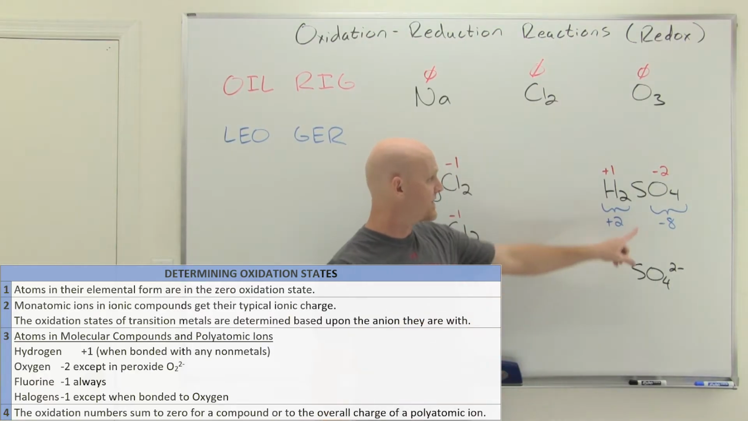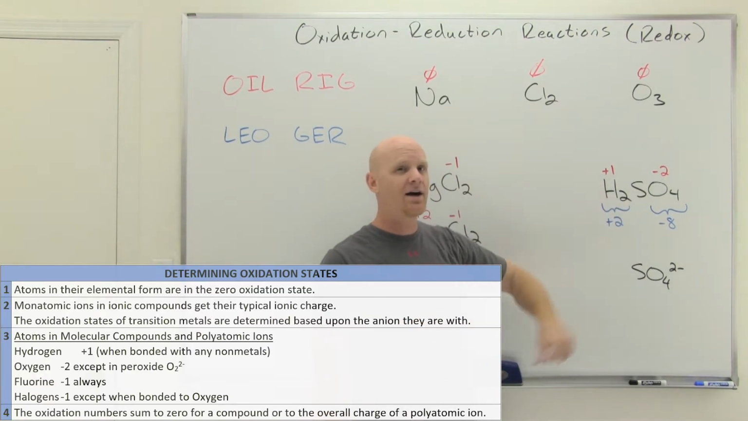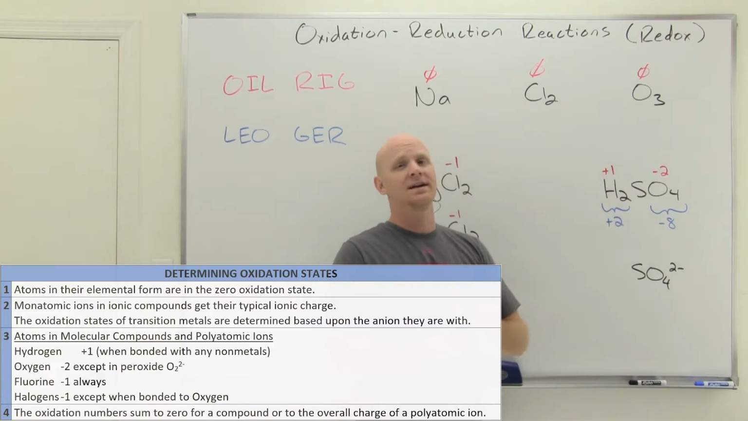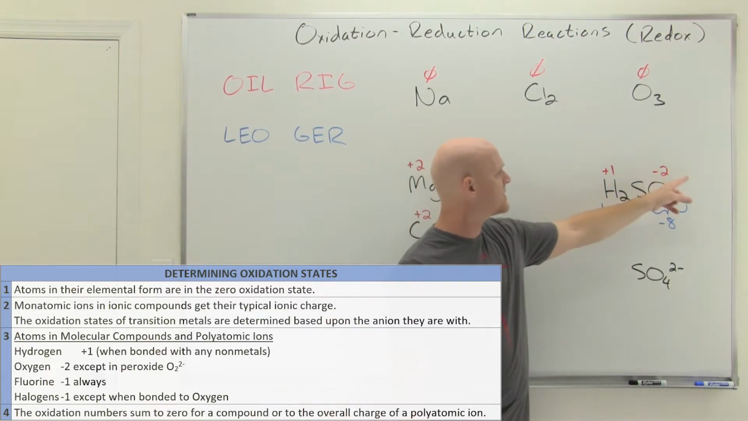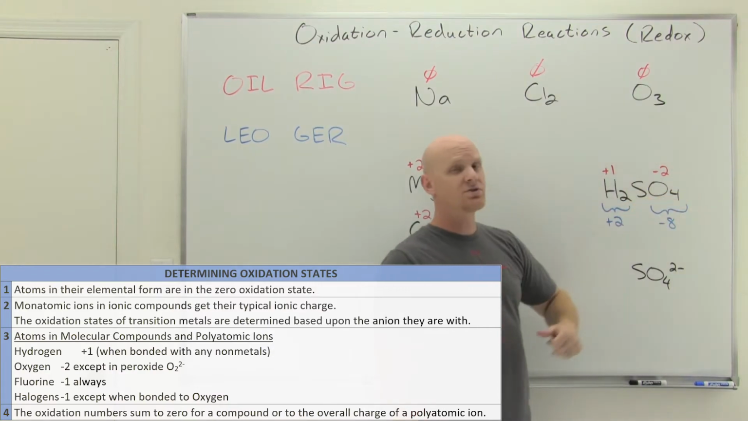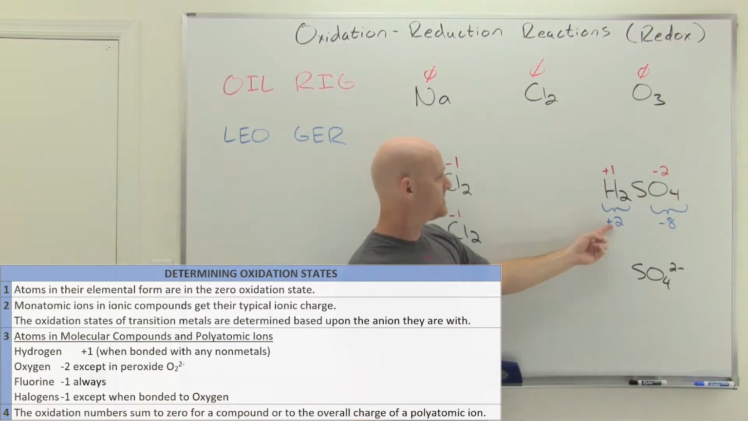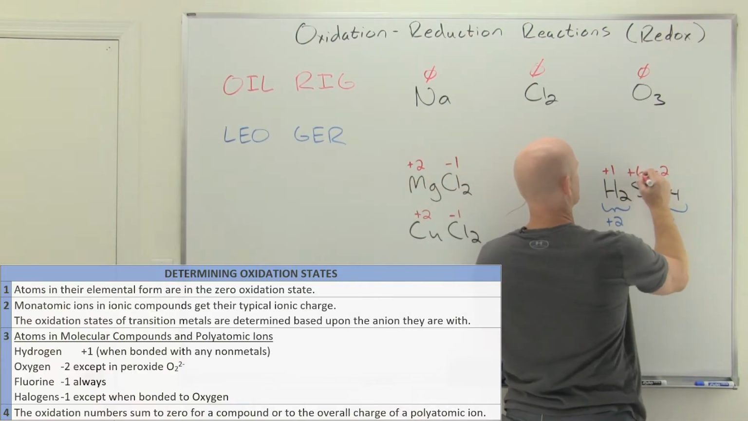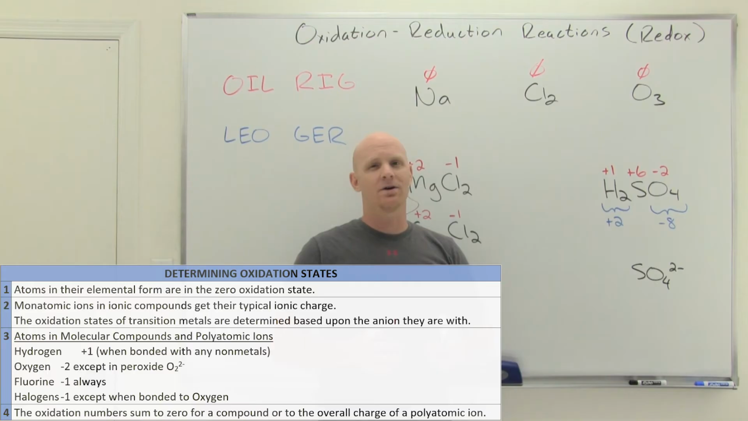And we're doing this to figure out, what charge does sulfur have to balance this out? We assigned our regulars. Sulfur is the only one left. It's got to balance this out. And in this case, the overall compound is a neutral compound, so it's got to balance out to 0. So +2 here, -8 here. That sulfur is going to have to be +6 to balance this out.